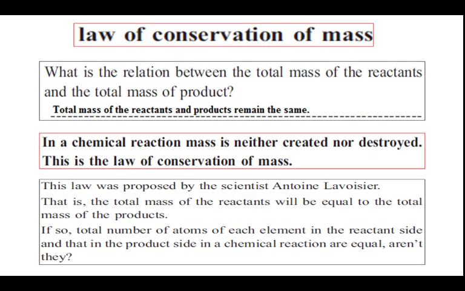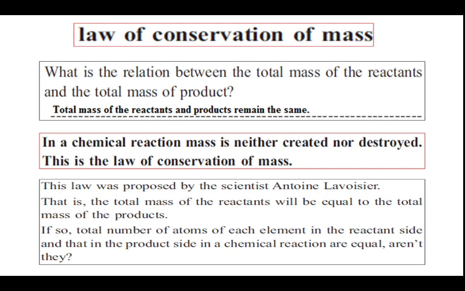Now, what is the relation between the total mass of reactants and the total mass of products? The total mass of reactants and products remain the same. In a chemical reaction, mass is neither created nor destroyed. And this is the law of conservation of mass. This law was proposed by the scientist Antoine Lavoisier.